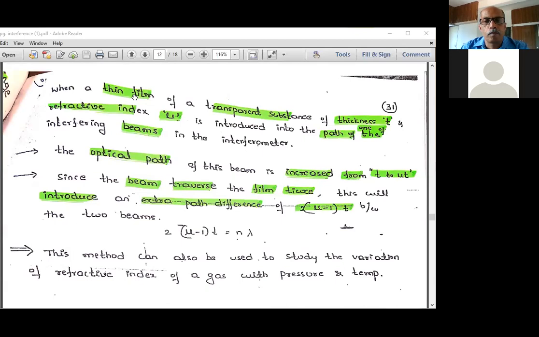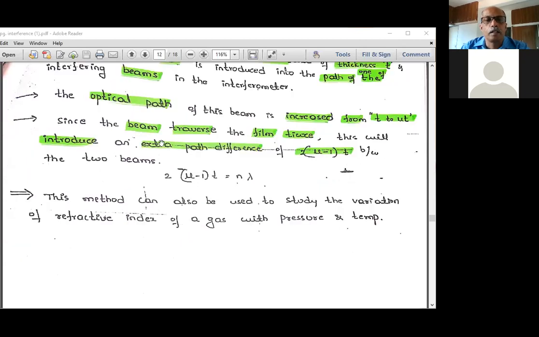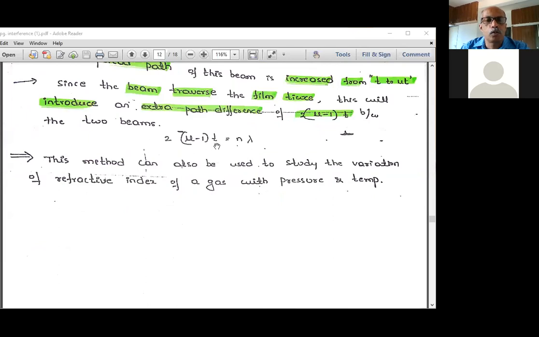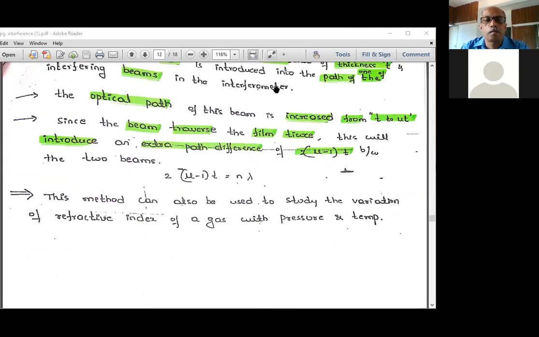Thin film which is transparent, having thickness t and refractive index mu, if such a thin film is kept in the path of one of the two interfering beams, then the expression for the path difference will be 2(mu minus 1)t, which is equal to n lambda. If such a thin film is kept in the path of one of the beams, that beam has to travel an extra distance, and that extra distance traveled by the beam will be equal to mu into t.